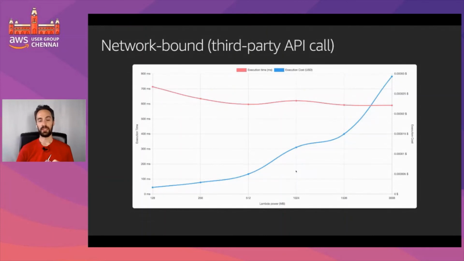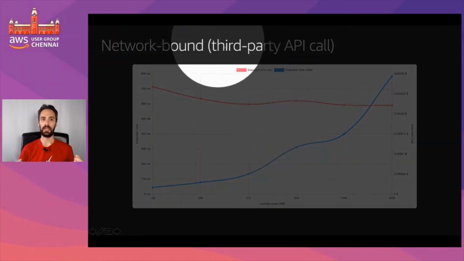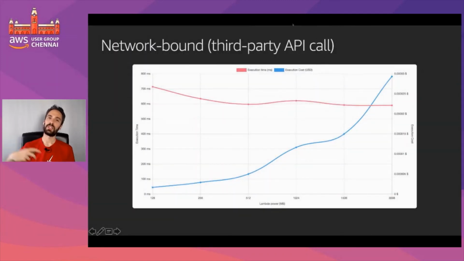Let's change category entirely. Let's go towards network bound. Here I'm talking about third-party API calls, meaning all those API calls that you do out of AWS. So I'm not talking about DynamoDB or S3 or SNS. I'm talking about third-party APIs that maybe you're fetching data from. Here I was invoking the cat facts API, so something totally random.